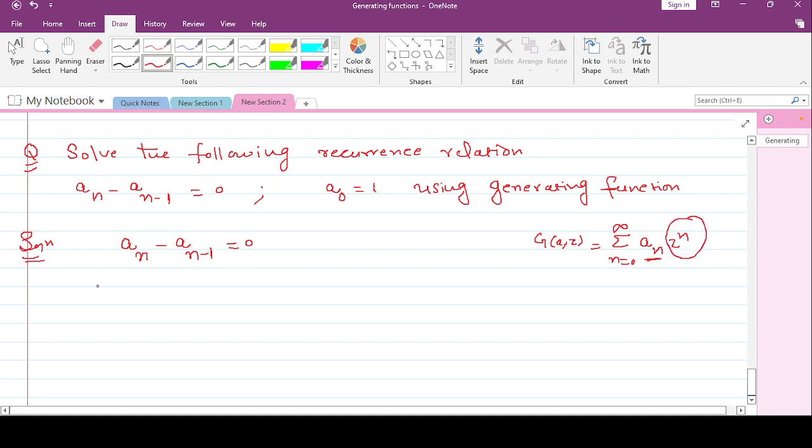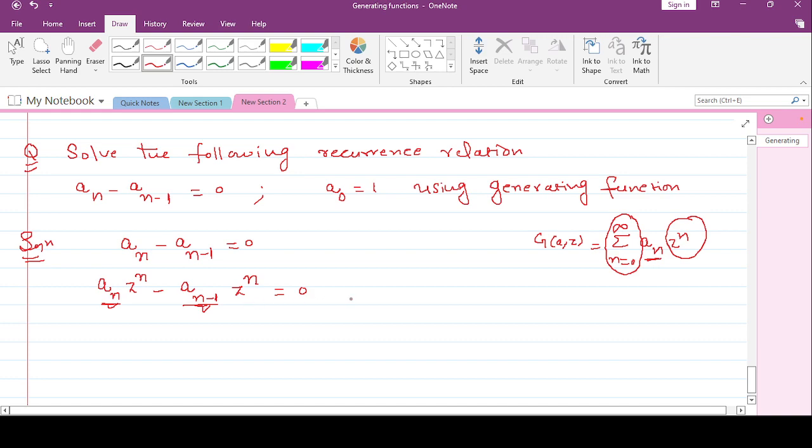So you multiply this equation with z raised to the power n. So a_n z raised to the power n, a_n minus 1 z raised to the power n. Now the next thing is to take this summation. But the question is, from where should we run this summation? We should start this summation from the number which does not make these subscripts negative. These subscripts should not be negative. So from that number you start.